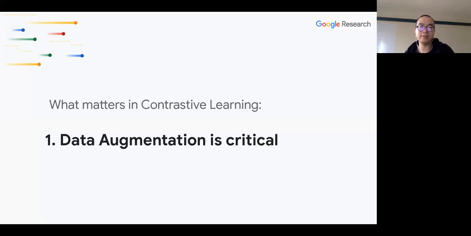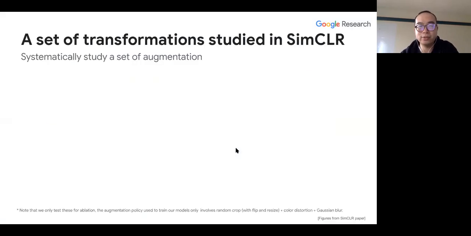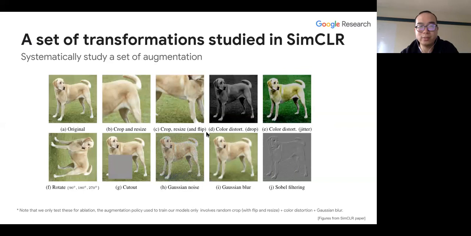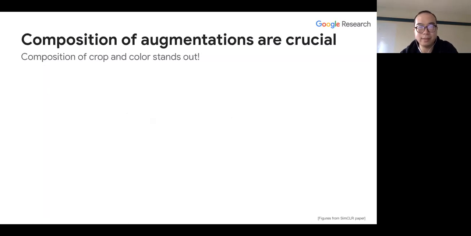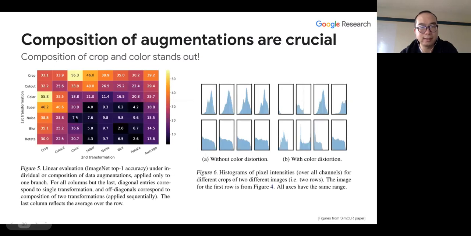Okay, so now that you are convinced they can get quite good results, let's ask this question: what really matters? And one thing we find is that data augmentation is critical. To do that, we study a bunch of data augmentations in SimCLR. As you can see here, it includes crop, resize, distortion, rotation, cutout, Gaussian noise, Sobel filtering. Due to the interest of time, let's skip this part and just bring the conclusion here.